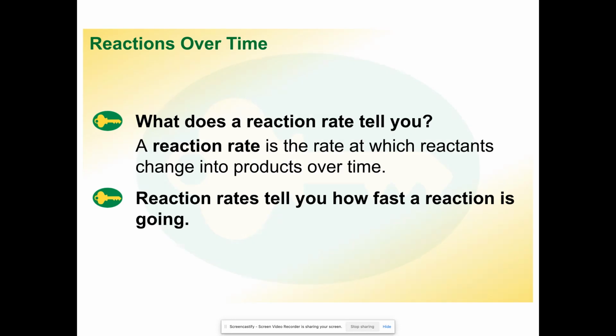So what does the reaction rate tell you? Well, a reaction rate is the rate at which the reactants change into products over time. So take note of that, because this is one of the questions on your reading guide today. Reaction rates tell you how fast the reaction is going. So burning the banana will be much faster than eating the banana.